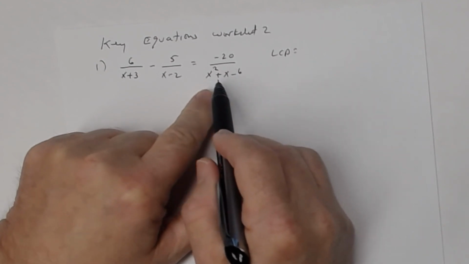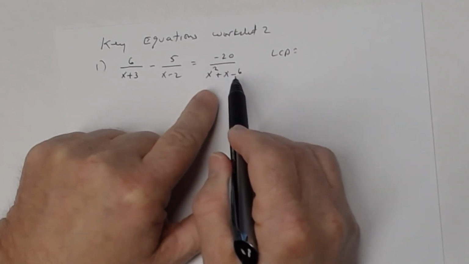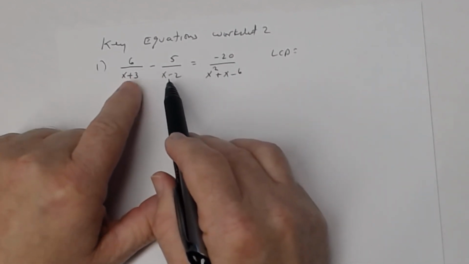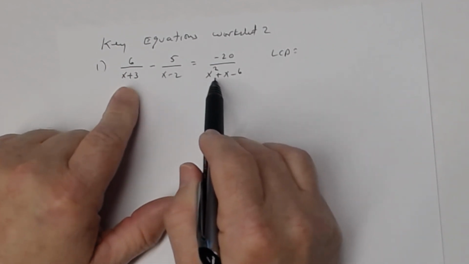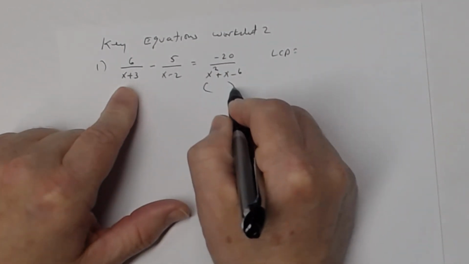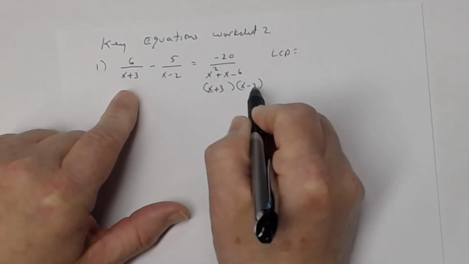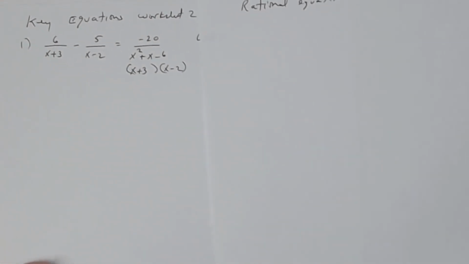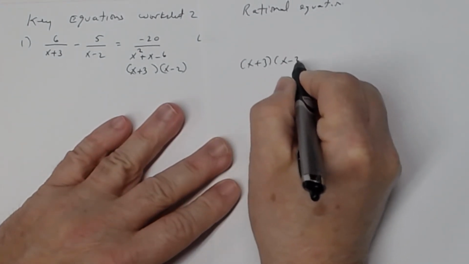So sometimes, and many times, the way you're going to factor this is going to involve the factors from the other denominators. So you see these two factors here? So you may say, well, x squared plus x minus 6, I think I can factor this as x plus 3 times x minus 2. All right, and so you would go ahead and check this. So you'd say, all right, let's go ahead and check this. X plus 3 times x minus 2.